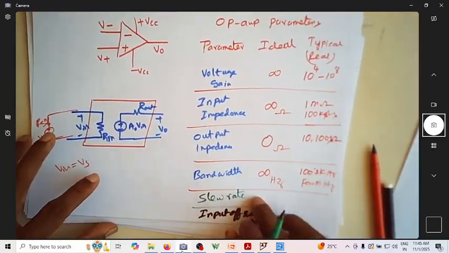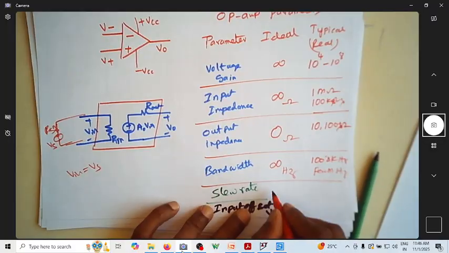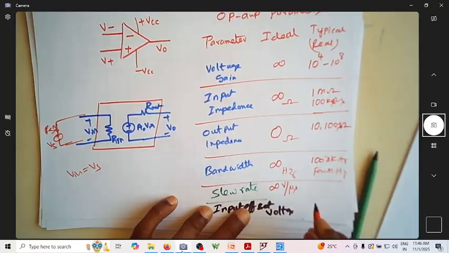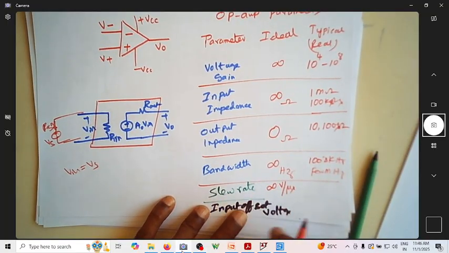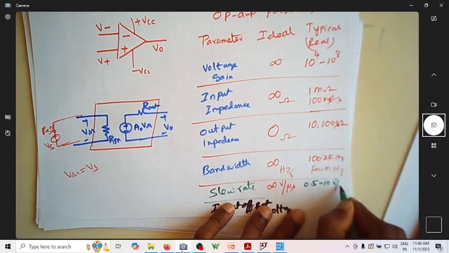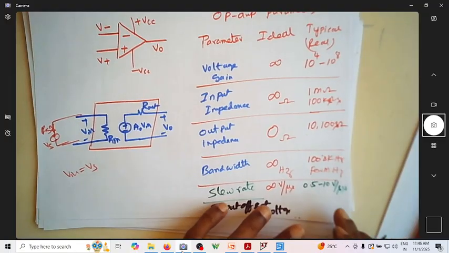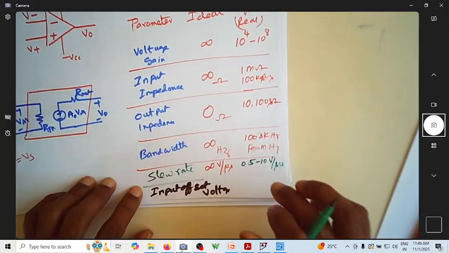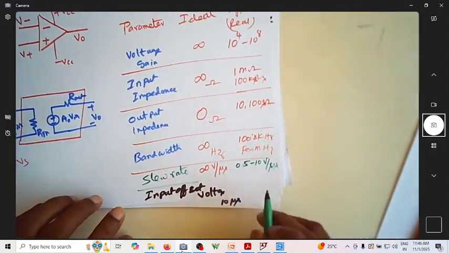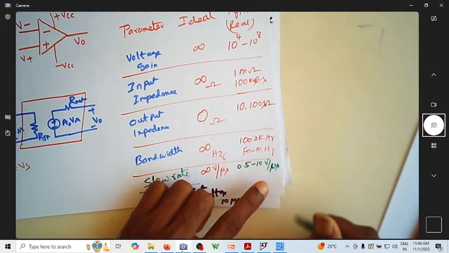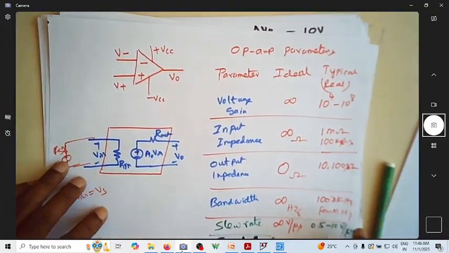So what is the ideal value of slew rate? The ideal value is infinite volt per microsecond. What is the typical value? The typical value ranges from 0.5 to 10 volt per microsecond. This is always put in per microsecond, not per second, because the switching will happen very fast. That's why they are mentioned in terms of so many volt per microsecond. This is the slew rate of the op-amp.